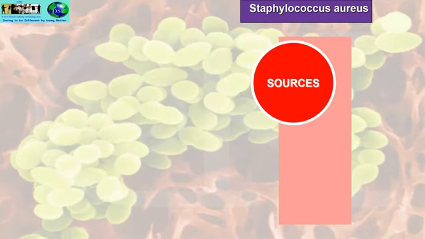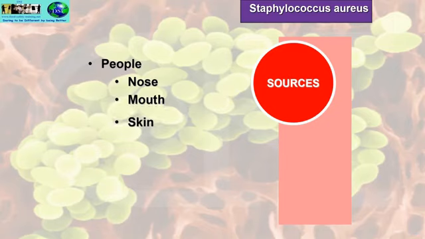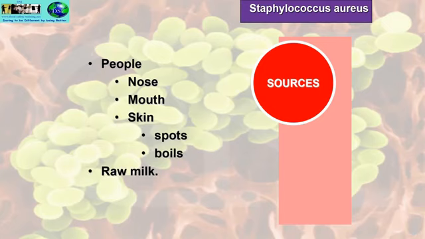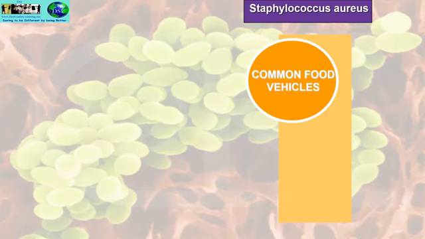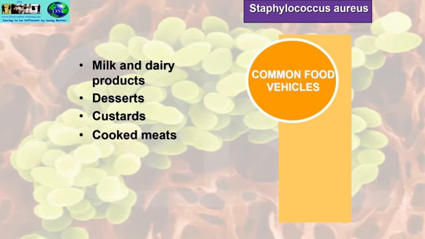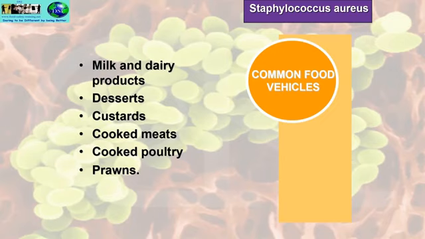The sources of Staphylococcus aureus include people, from the nose, mouth, skin, from spots, boils, from raw milk. Common food vehicles, milk and dairy products, desserts, custards, cooked meats, cooked poultry, and prawns. So just think of the old high-risk foods that food handlers are preparing.